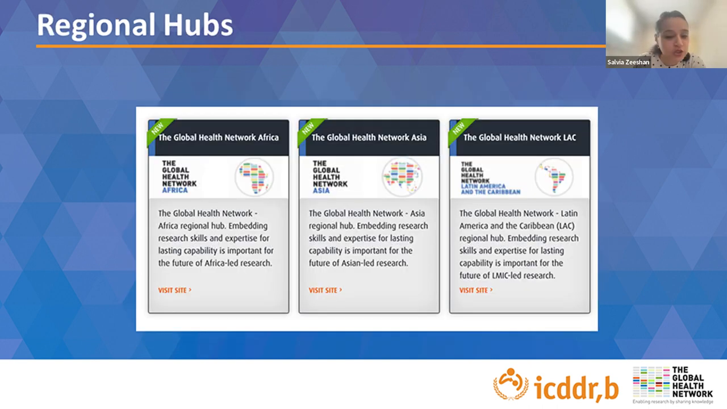In efforts to push the agenda of research capacity strengthening and shift of leadership to the Global South, the Global Health Network has established three regional hubs. The Global Health Network Africa, the Global Health Network Asia, and the Global Health Network Latin America and Caribbean are the three regional hubs with coordinating centers overseeing activities in these regions. The overarching aim of developing the regional hubs is to scale the network with partnerships hosted by research organizations, strengthening the network while scaling it.